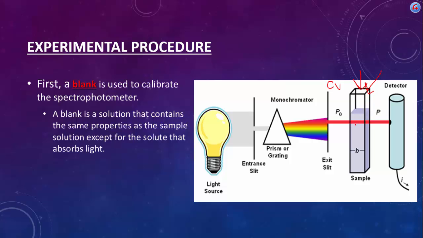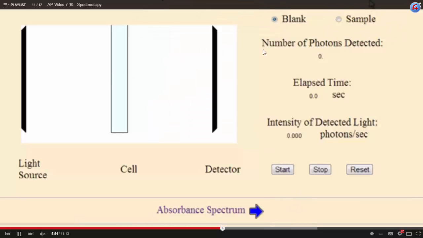You want to do a blank solution just to get a rough intensity measurement, to see what happens when you don't have any of your analyte, in this case crystal violet, in there. So we put a blank in there. And I got a quick little video to show you the difference. Here we technically have a blank right now, and we're going to be running some light through this blank, and you're going to see a bunch of photons flying through.